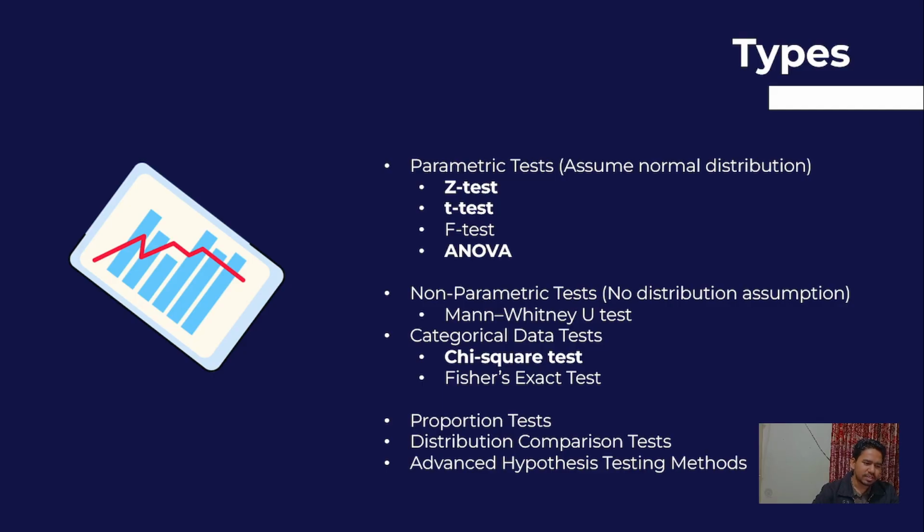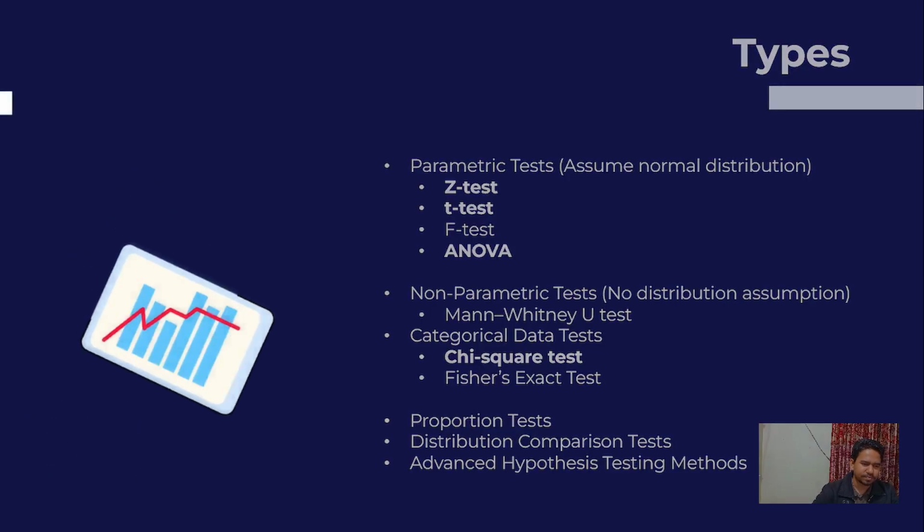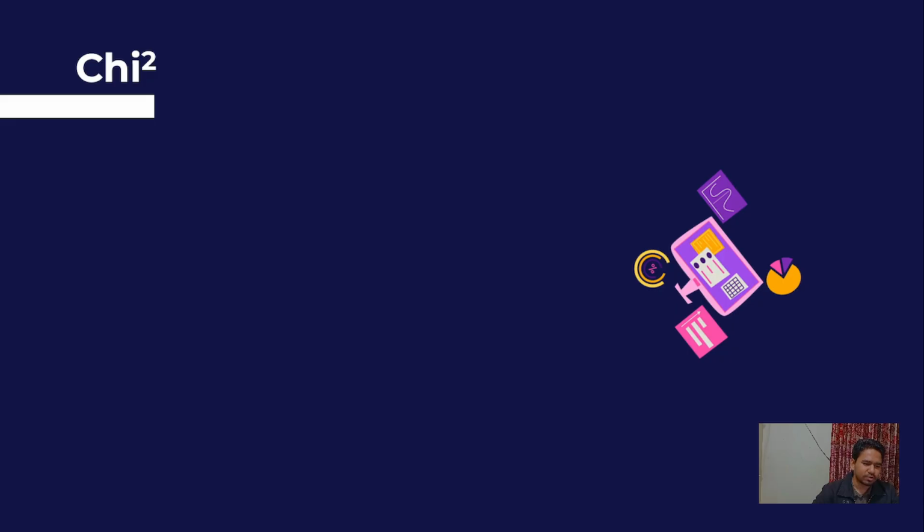Hypothesis testing is widely used to make decisions from data. It is used in operations, quality, marketing, healthcare, research, and data science. It turns opinions into evidence. So let's get back to our logistics story, and I'll be explaining the chi-square test briefly today.